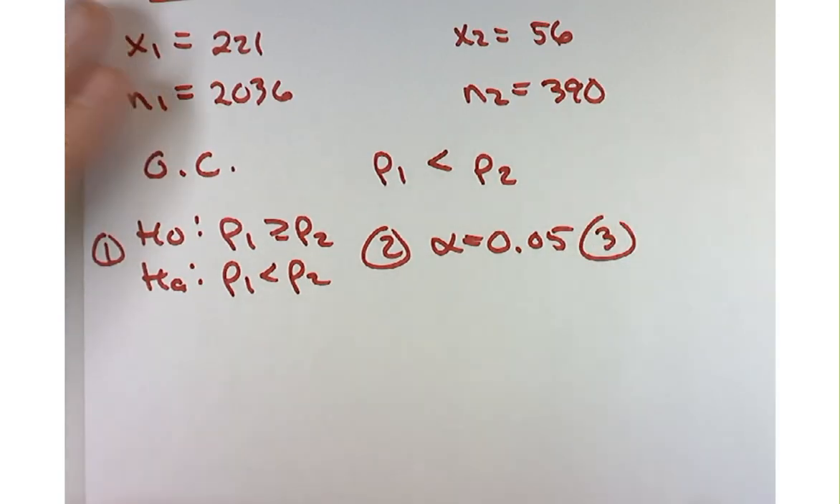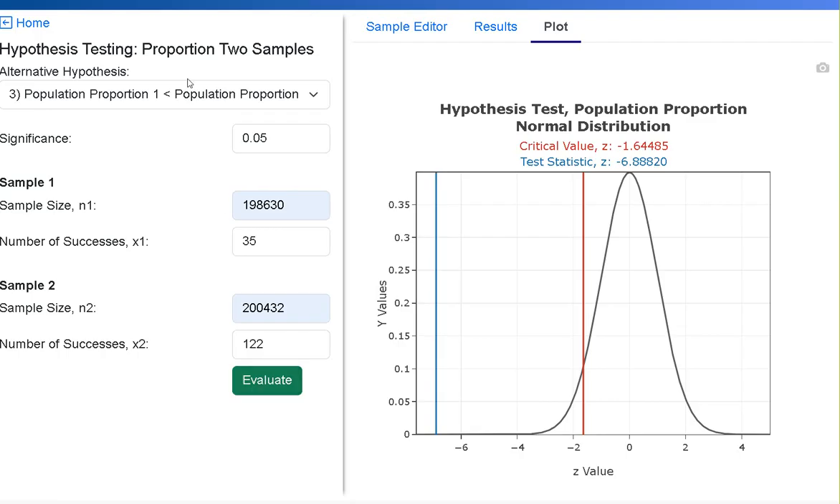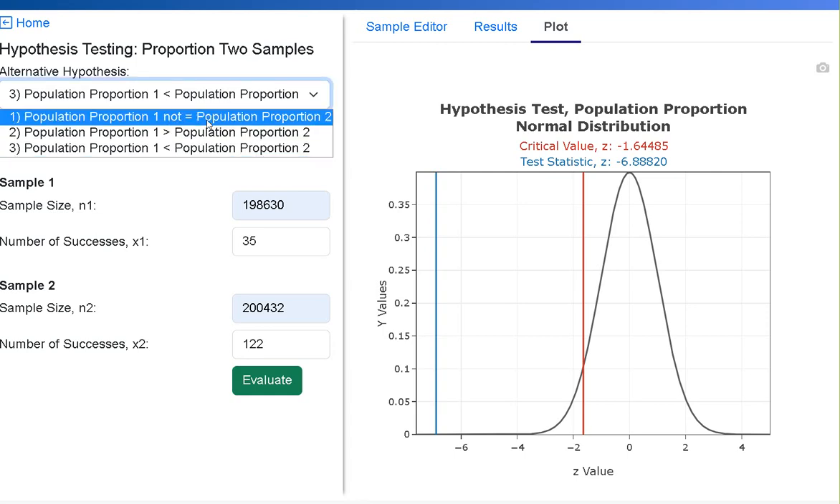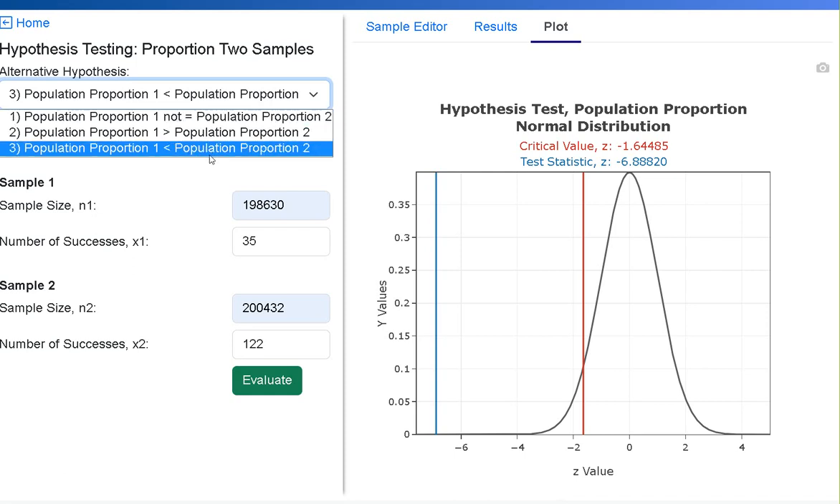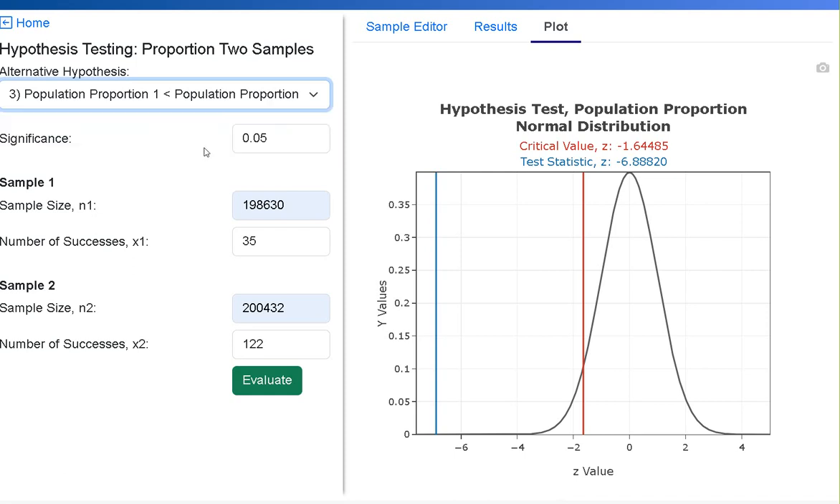Step 3, we want to input our data. So let's input these numbers into StatDisk. Let's see, our alternative hypothesis should be which one of these three? 1, 2, or 3? 3. P1 is less than P2. Significance level of 0.05. 2036. Of those, 221 had only rear license plates. Of the 390 trucks, 56 of them had only rear license plates.